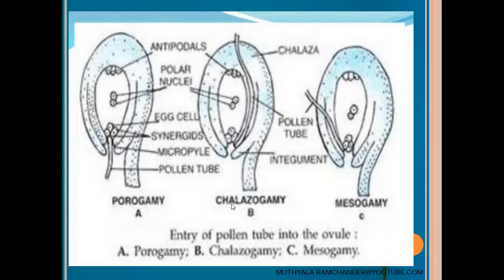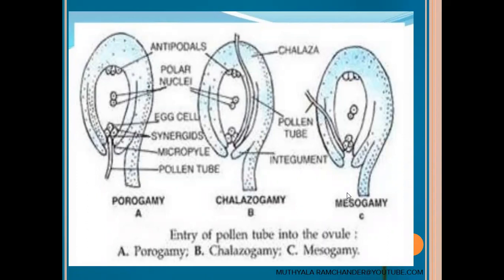The next type is chalazogamy. The pollen tube enters the ovule through the chalaza, which is called chalazogamy. Casuarina is the best example for chalazogamy.